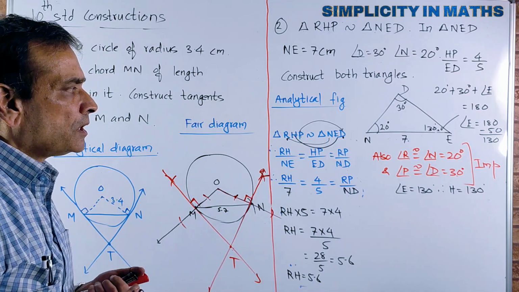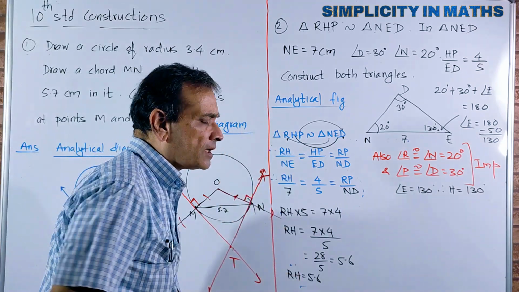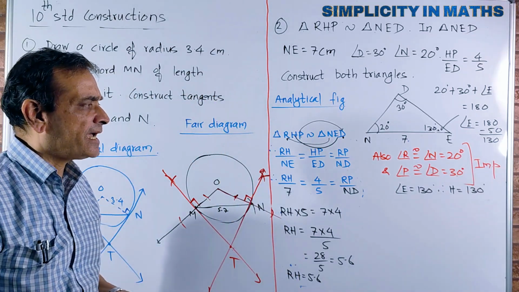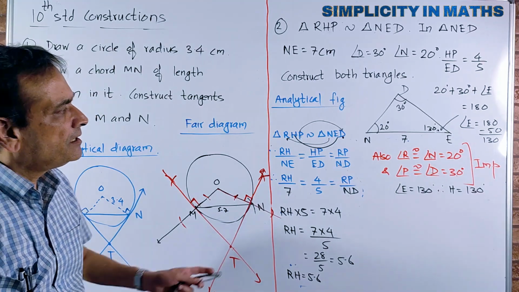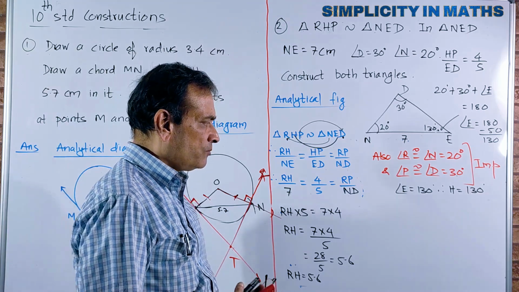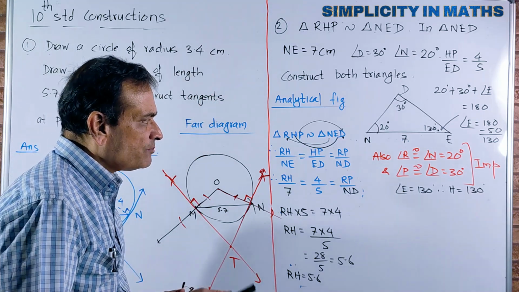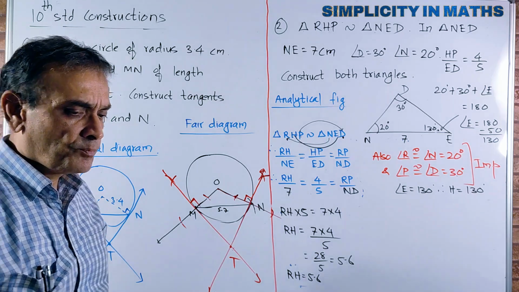So let us draw both the triangles now. You are asked to construct both the triangles. So पहला क्या करना है? We'll construct NED जिसका fair diagram है अपने पास. We'll construct that triangle. Similar to that, you can construct triangle RHP. So let us see now.